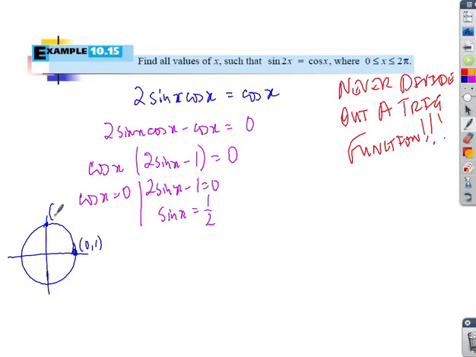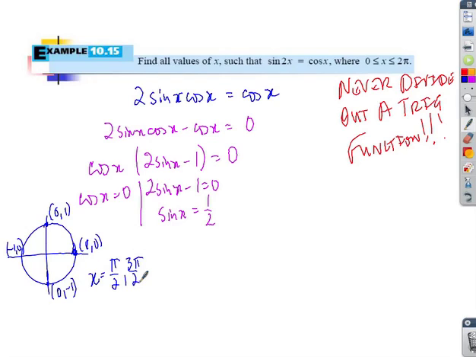This is 1, 0. This is 0, 1. This is negative 1, 0, and this is 0, negative 1. So again, we're looking for all the places where cos is 0. Cos corresponds to the x coordinate. So our answers here for x are pi over 2 and 3 pi over 2.